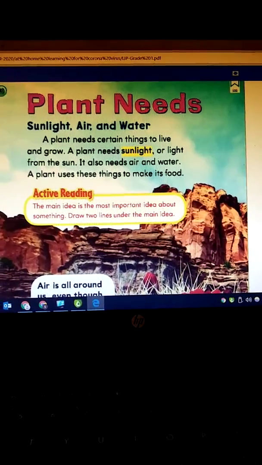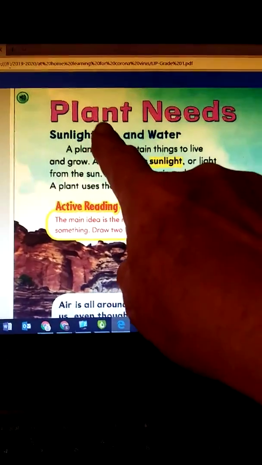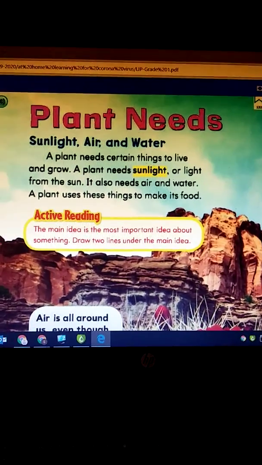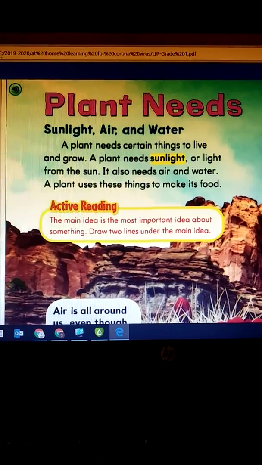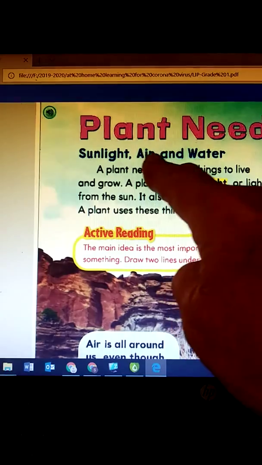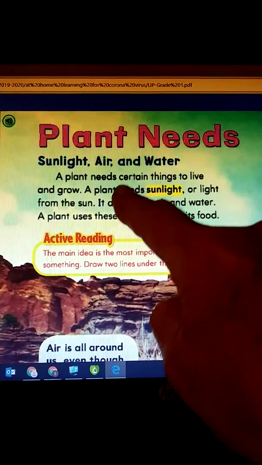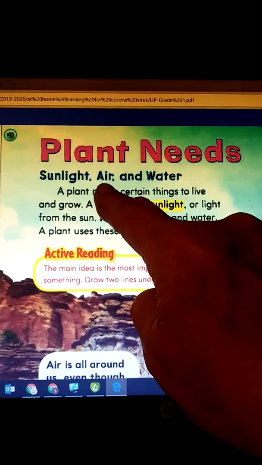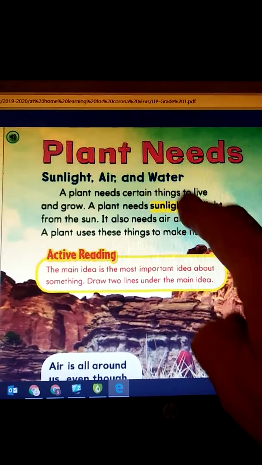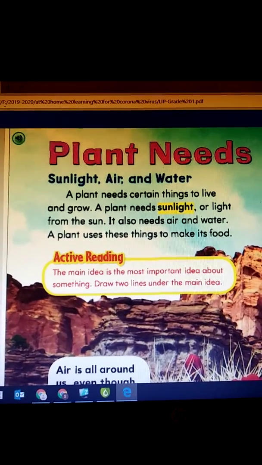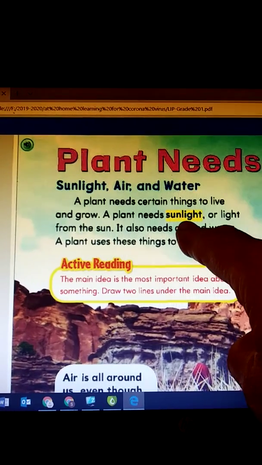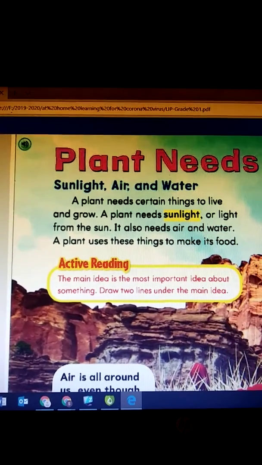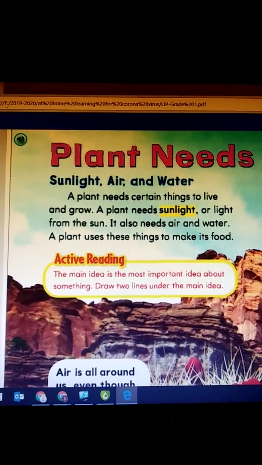Let's see if there is a title on this page. There sure is. Point to it. Plant needs. A need is something that they have to have in order to survive. Underneath the title, I see a heading. We know it's the heading because it's not quite as big as the title, but it is a little bit bigger than the words in our text. The words are sunlight, air, and water. I wonder if those might be the 3 things that plants need, because sunlight right here is already in yellow. I'm wondering, as we read, is air and water also going to be in yellow highlighted?